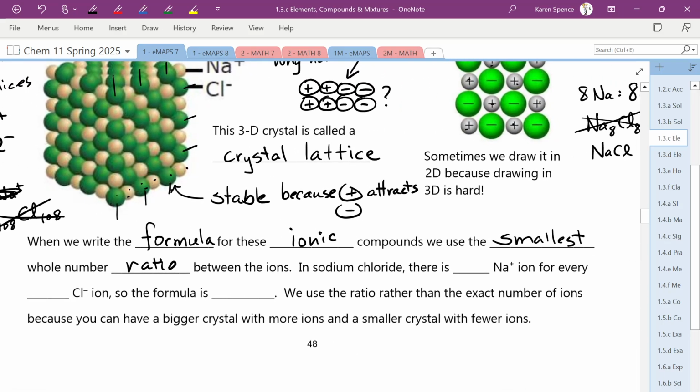So we use the smallest whole number ratio between the ions. In sodium chloride, there is 1 sodium for every 1 chloride, so the formula is NaCl. Notice there's no subscript, so that means 1 each.